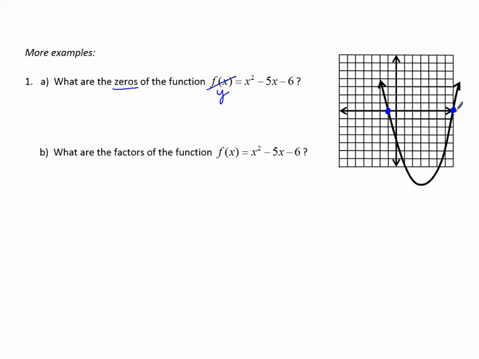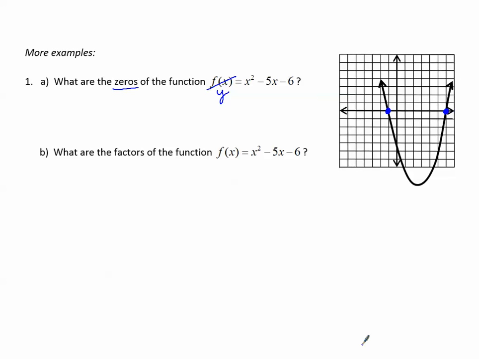That looks like x equals negative 1, and x equals 6. So taking those x-intercepts, same as zeros, we can write x equals negative 1 and x equals 6. What are the factors of the function? So notice, same quadratic.